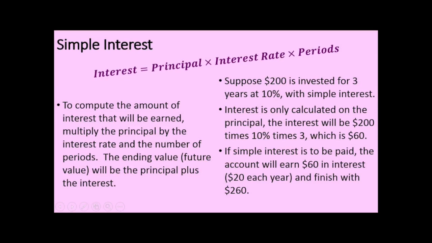So simple interest. How much interest are you going to earn? Well, the amount of interest you earn is going to be the principal times the interest rate times the number of periods. So to compute that, suppose I have $200, I invest it for 3 years at 10% interest. So I'm going to get $200. I'm going to get 10% of that, which would be $20. I'm going to get that 3 times. So I'm going to get $60 in interest. So if the account starts with $200, I'm going to finish with $260 because I get $60 in interest.